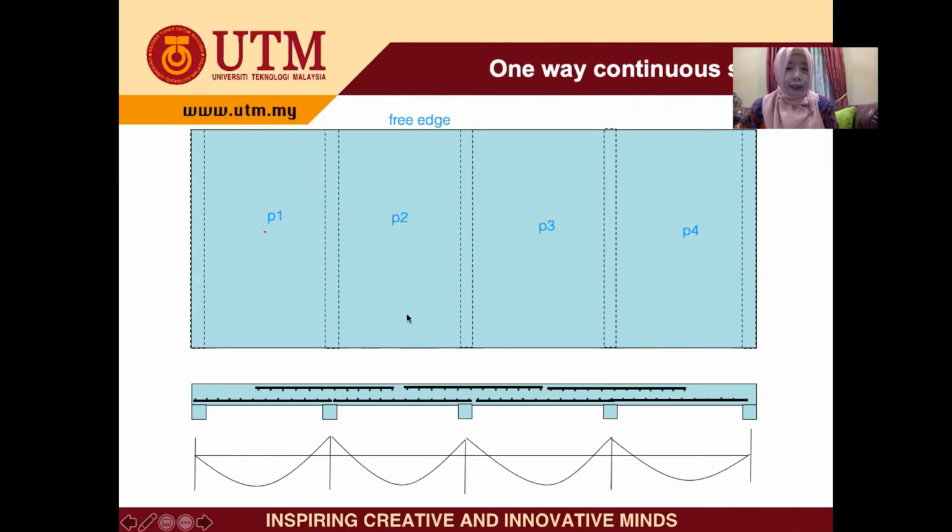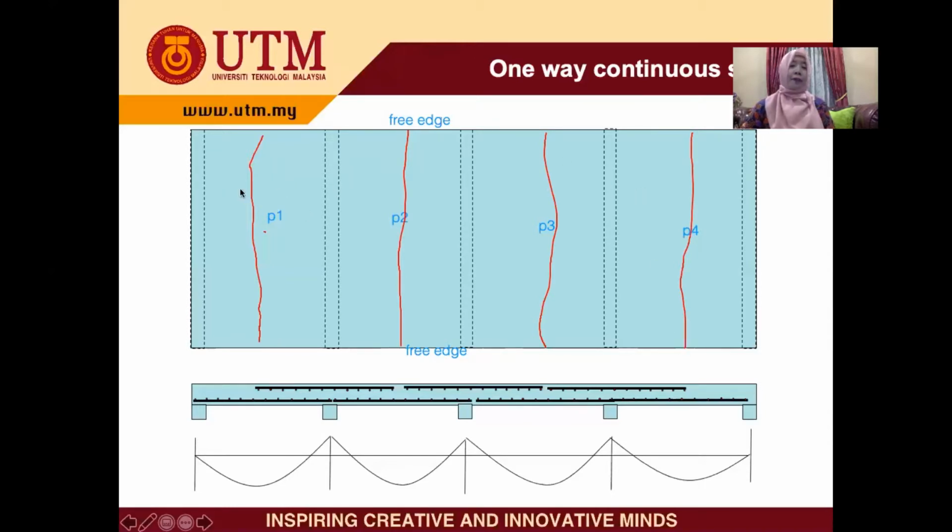Again here, this side also free edge. Free edge. Therefore, this slab is only supported by the beam in the y axis. So when you design, the pattern of cracking will be like this. This is also in this direction. Here also. Here also. So this is the pattern of cracking.